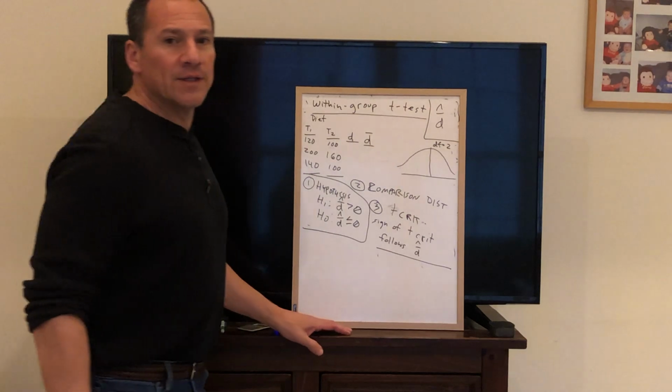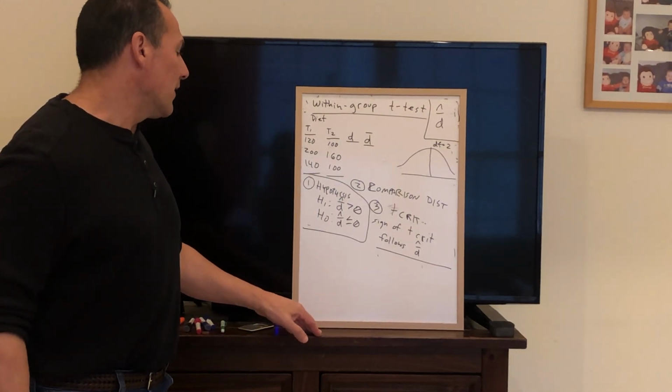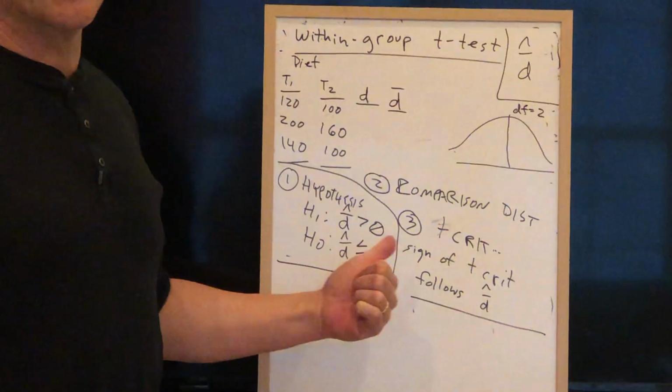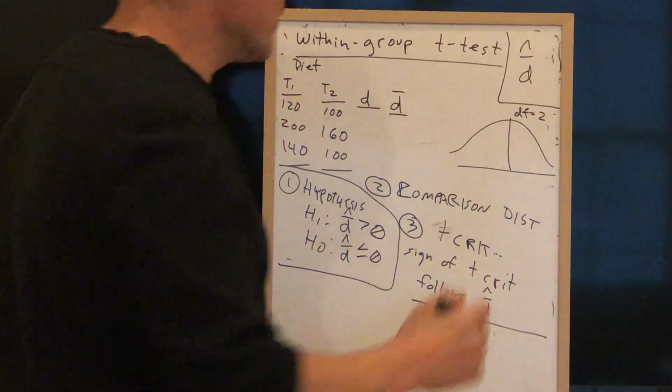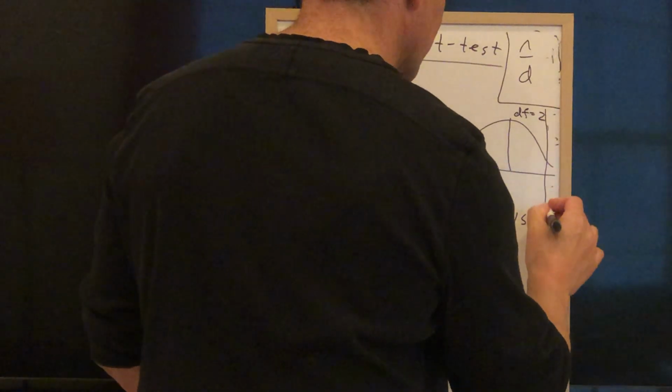So the sign of t-critical follows the sign of D bar. D bar is predicted to be positive, therefore t-critical is predicted to be positive.